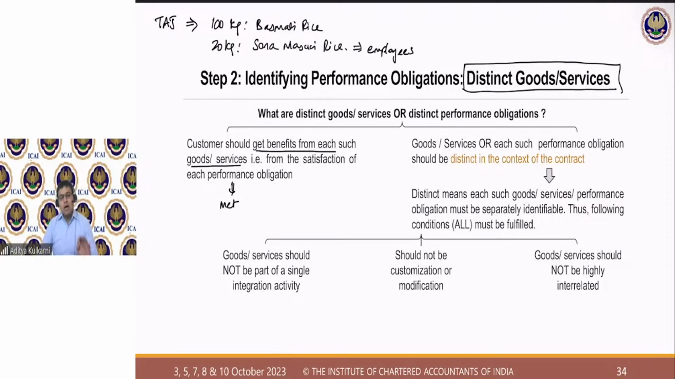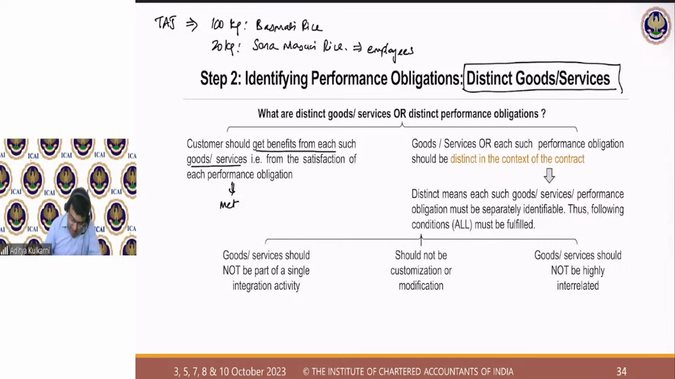So now 100 kg basmati rice is going to fetch direct revenue to Taj. 20 kg Sona Masuri rice is also going to fetch revenue, but in what form? It will give the food to employees. Employees will obviously feel motivated to come. They will not have to worry about food. So therefore, employees can come directly, work for long hours, be rest assured about their meal requirements. So therefore, these employees can service the customers and result in revenue.